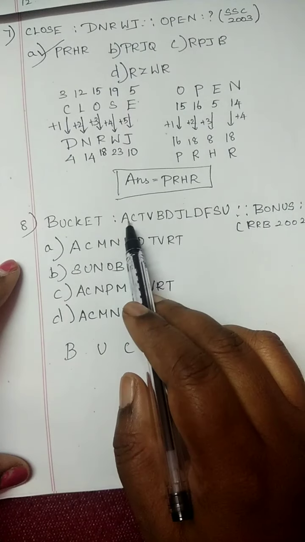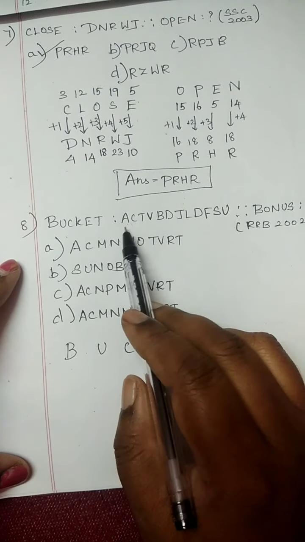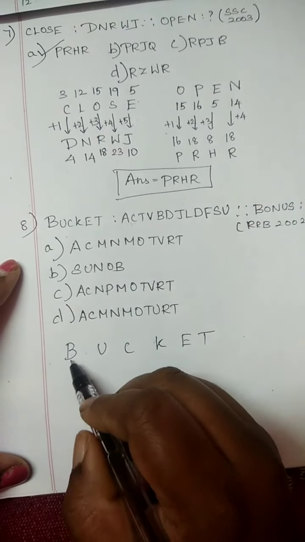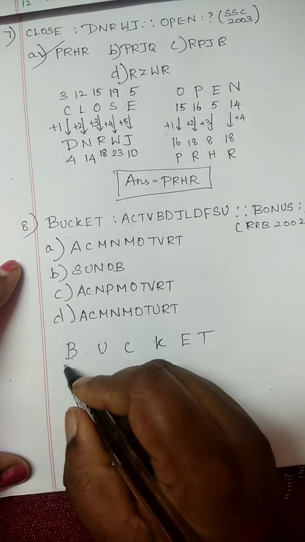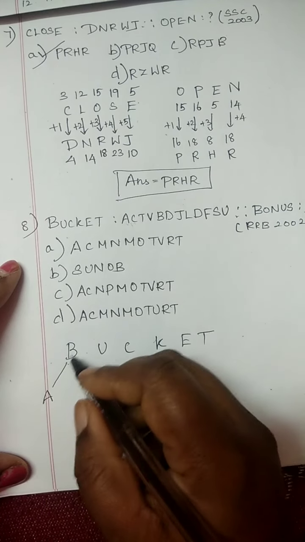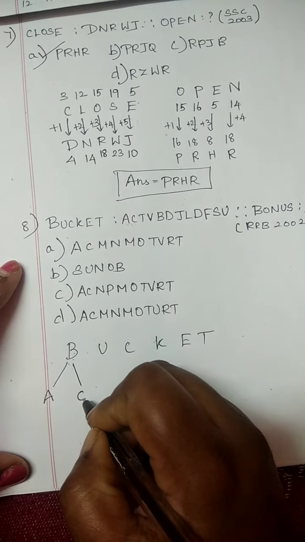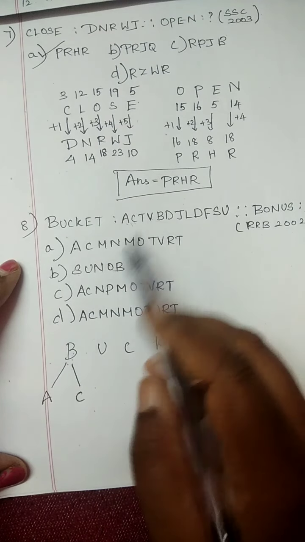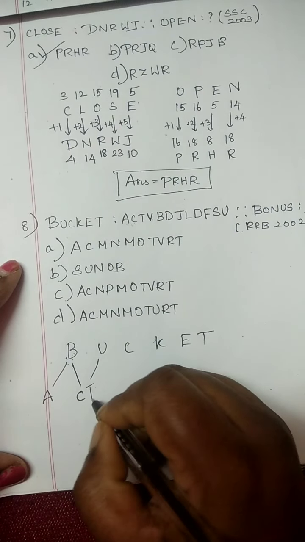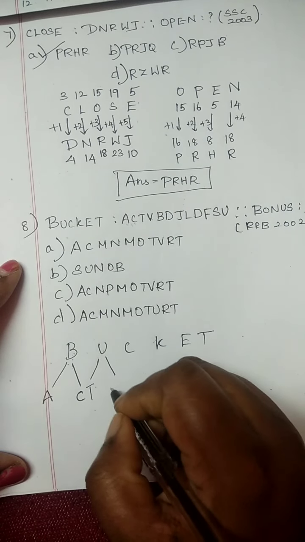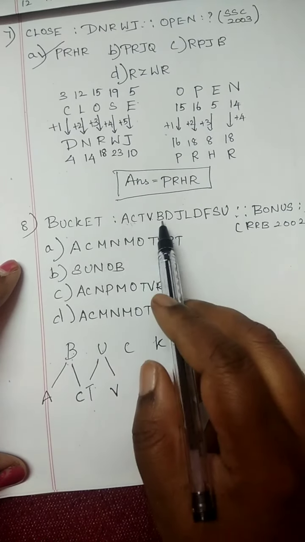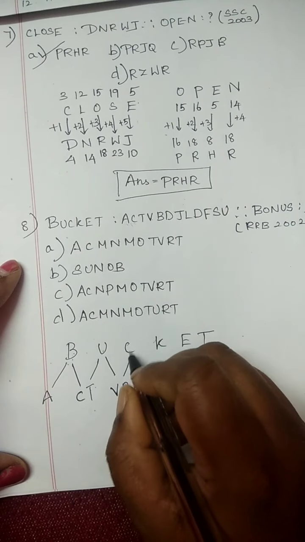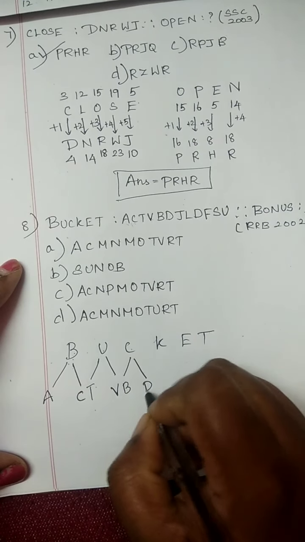See, if you see the answer ACTV, take the first 2 letters, AC. Here it's B, so A, B, and then C. Next 2 letters, T and V. So T, U, V. Next one is BD. Next 2 letters, so B, C, and then D.